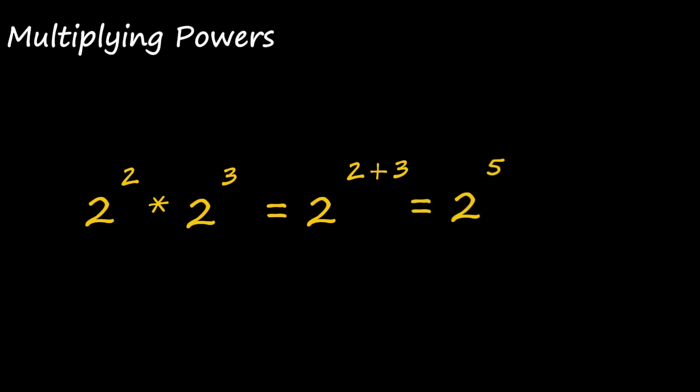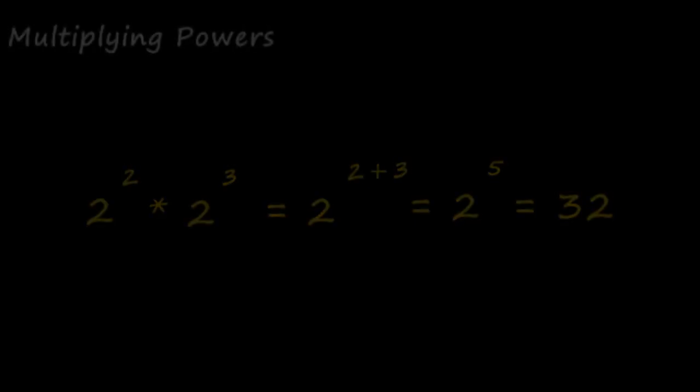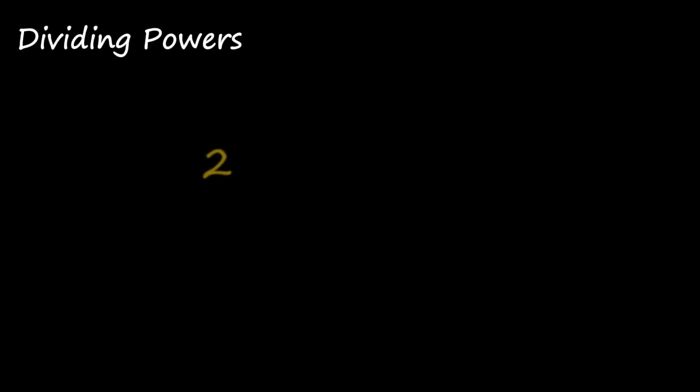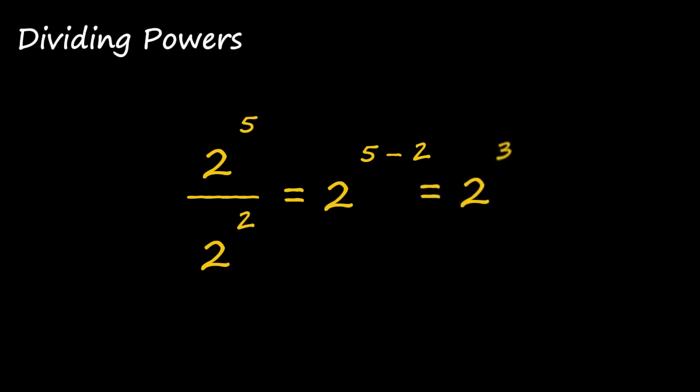Rules of powers. Now let's learn some useful rules. Multiplying powers. Suppose we have 2 squared times 2 cubed. Instead of multiplying everything separately, we add the exponents. So 2 squared times 2 cubed equals 2 to the power of 5, which equals 32. Dividing powers. Suppose 2 to the power of 5 divided by 2 squared. When dividing powers with the same base, we subtract exponents. So 2 to the power of 5 divided by 2 squared equals 2 to the power of 3, because 5 minus 2 equals 3.